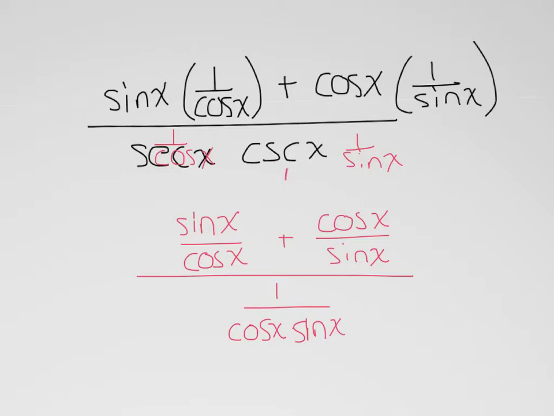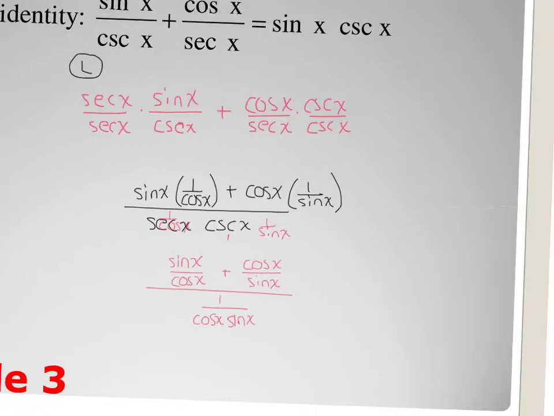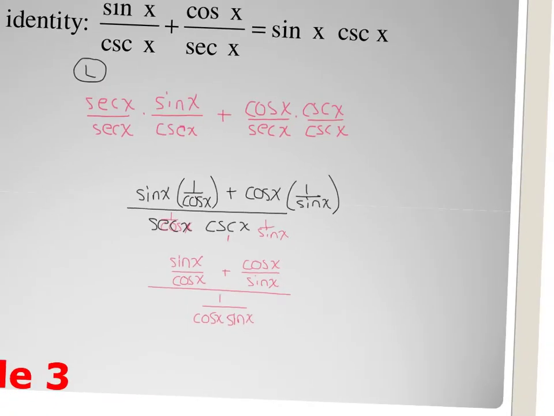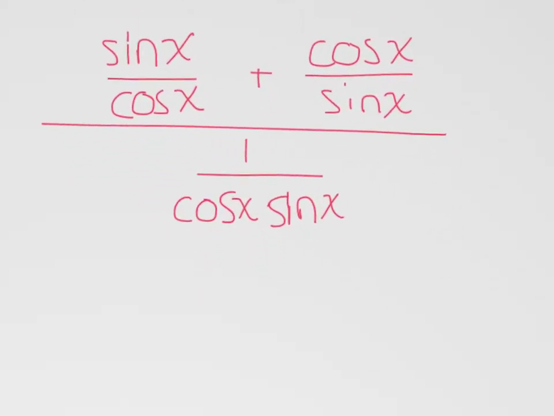If you have to pause where you are, take a look at where we're trying to end up. We're trying to end up with the product of two terms, sine x times cosecant x. So now let's take a look at where we are. I have two fractions in my numerator that are being added and a fraction in my denominator. I could potentially end up with a product of two terms if I combine this as a single term, so I need a common denominator.